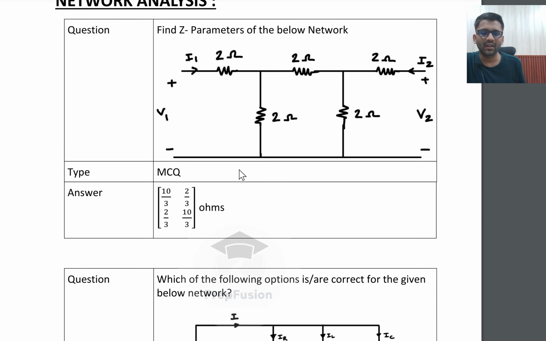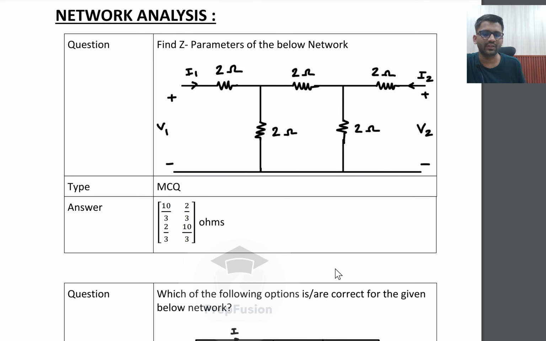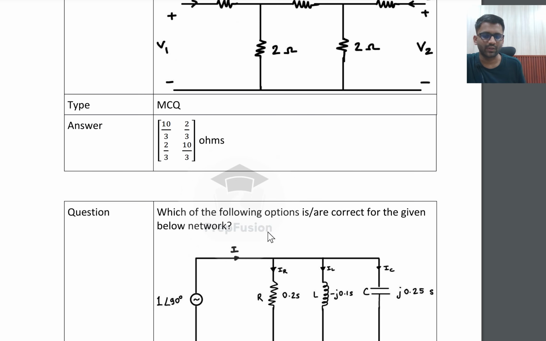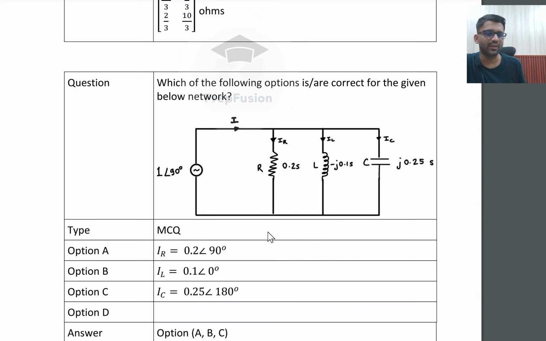Coming to the network analysis part, this was a straightforward question. You need to find the Z parameters, so you would have found it out. Here also you needed to find the current, but people usually skip the AC part, yet they asked a very easy question. This was an easy question from the AC part as well. It would only require the basic concepts of network analysis. That's it. Not even network analysis here, just basic concepts.